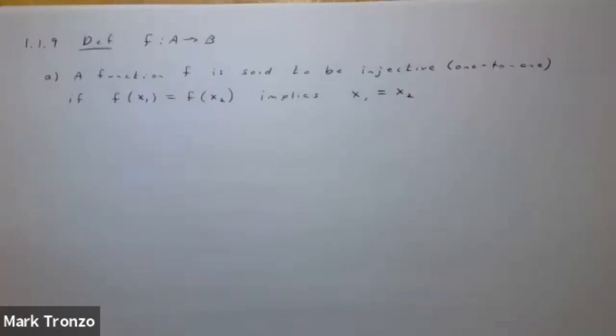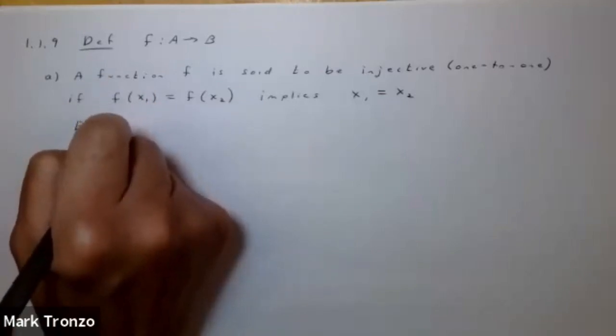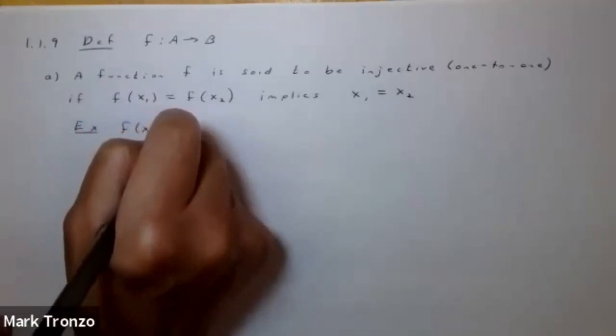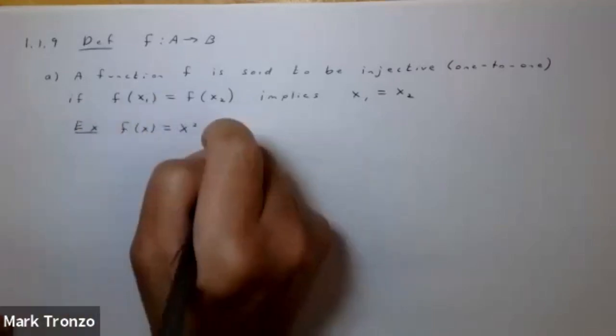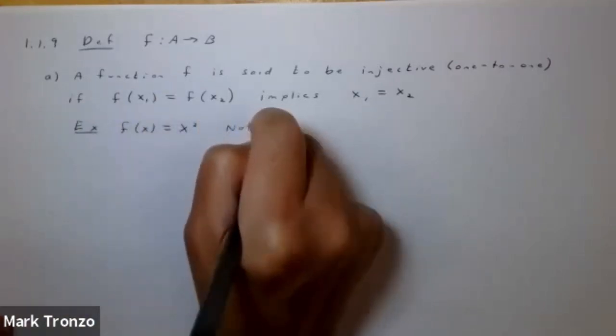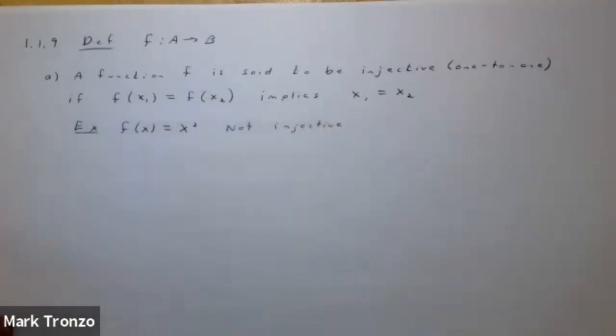So that's a function that's one-to-one. For example, in our last example, if we had f(x) = x squared, notice that one's not one-to-one, right? Not one-to-one, not injective. And of course, you could pick any number of points.